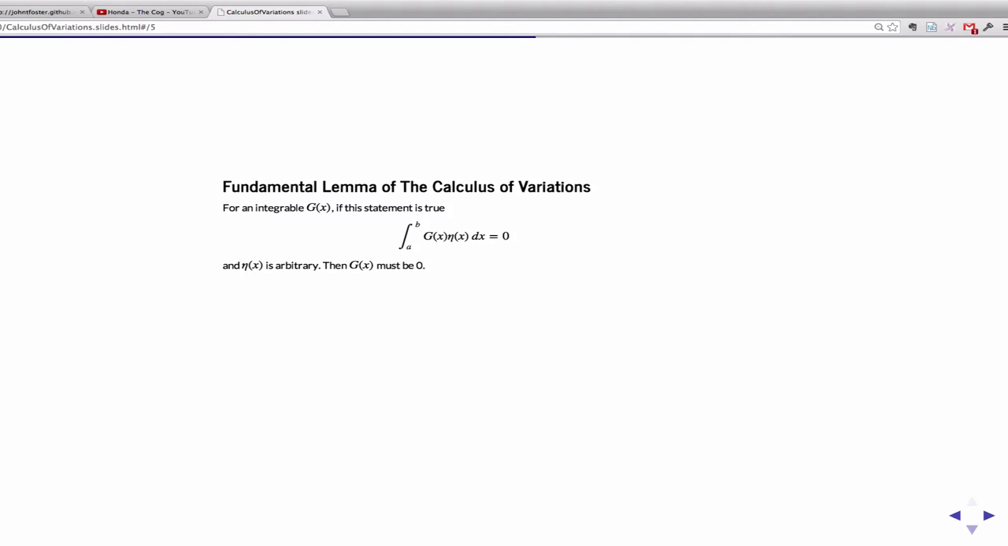And then there's also this thing called the fundamental lemma of the calculus of variations. It basically says that if you have an integrable function g of x, then this statement is true if eta of x is arbitrary. So if eta of x is arbitrary, then g of x must be zero. We can show that because if eta is arbitrary, it can be anything, so we could let it be equal to g of x, and if you plug that in, you see that g of x has to be zero. So I encourage you to go through this; we'll use these tools in the background, but I want to show the mathematics that motivate all of this.